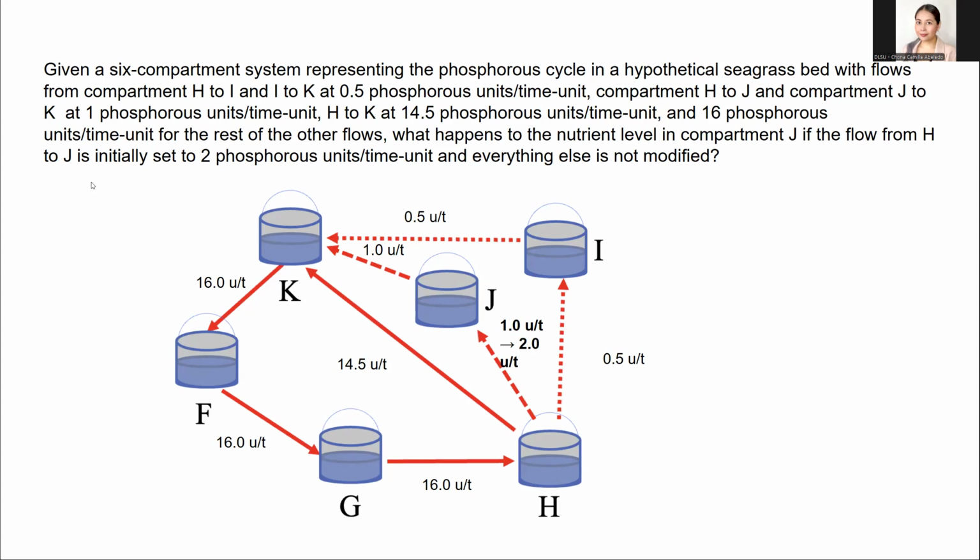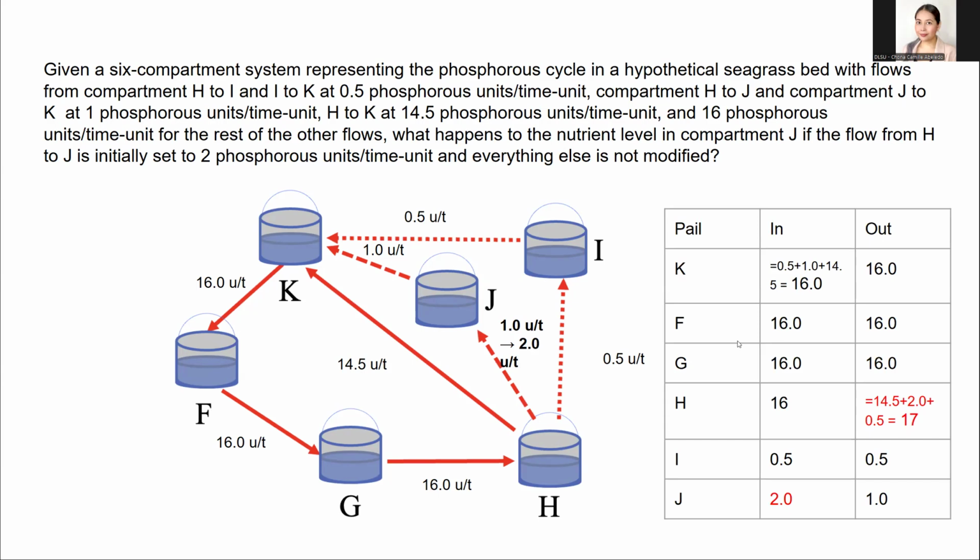Final call? Everybody agrees J will spill over? Okay, let's see. So let's start with J again. This time it's receiving 2 and paying out just 1. Since it's receiving 2 but paying out just 1, the contents of J will increase. Now let's look at what's happening to K.